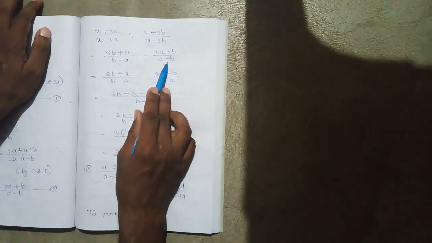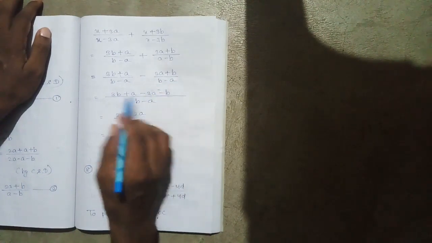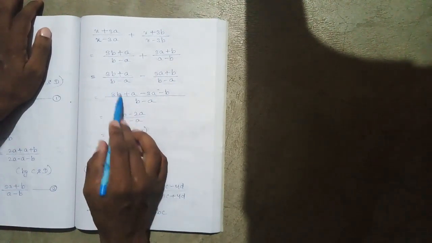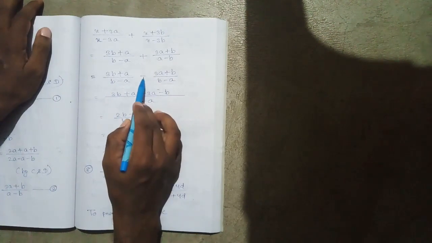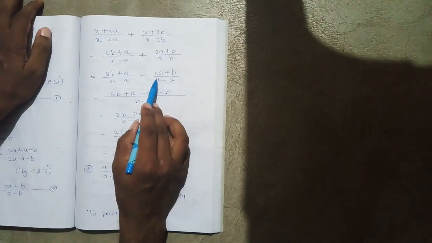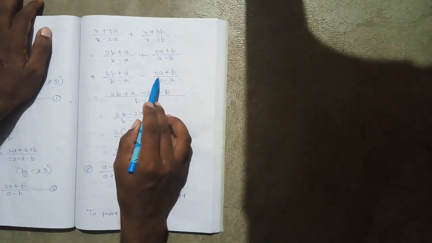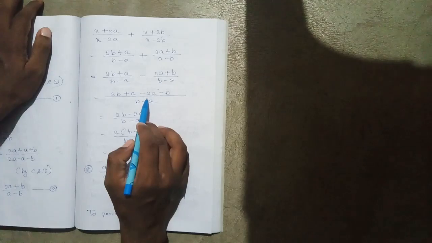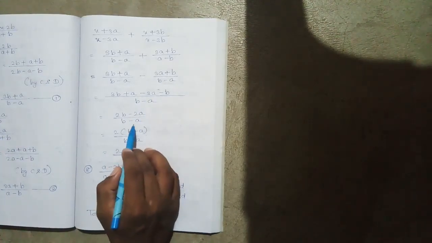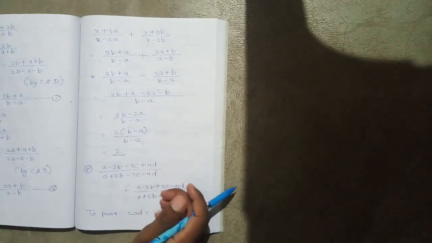The a minus b will change to b minus a. Okay, so now you can see denominators are same. Easily we can take LCM now. So LCM is b minus a, then 3b plus a, as you can see, minus 3a minus b, because minus will be multiplied with 3a and plus b, so we will get minus 3a and minus b. So ultimately we get 2b minus 2a whole by b minus a. 2 common, b minus a by b minus a, b minus a cancel, answer is 2. Okay.